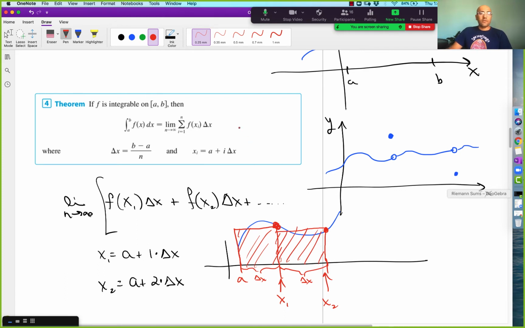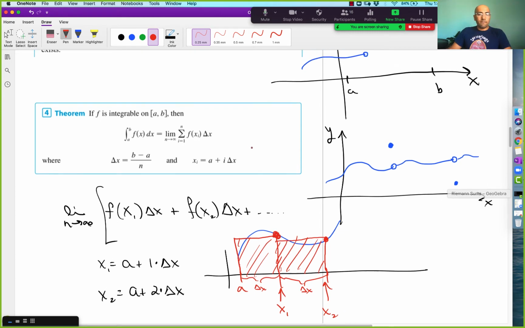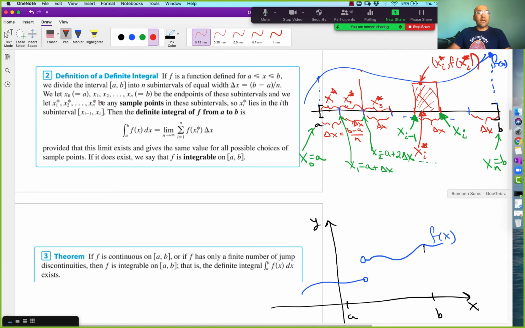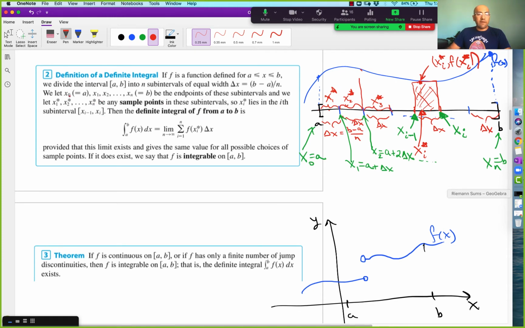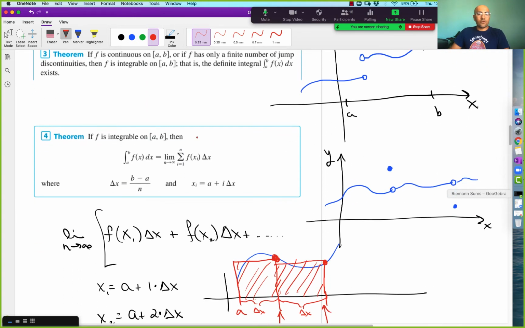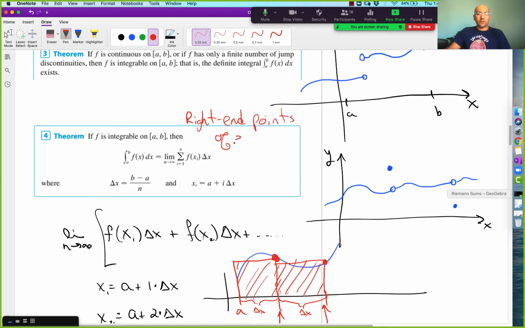So this is almost a restatement of the other one, except that one is more general, which allows you to choose any sample points, as long as they satisfy the condition that each sample point comes from the little footprint of each rectangle. Whereas this is a way of describing the right endpoints of each rectangle. Good. Questions?